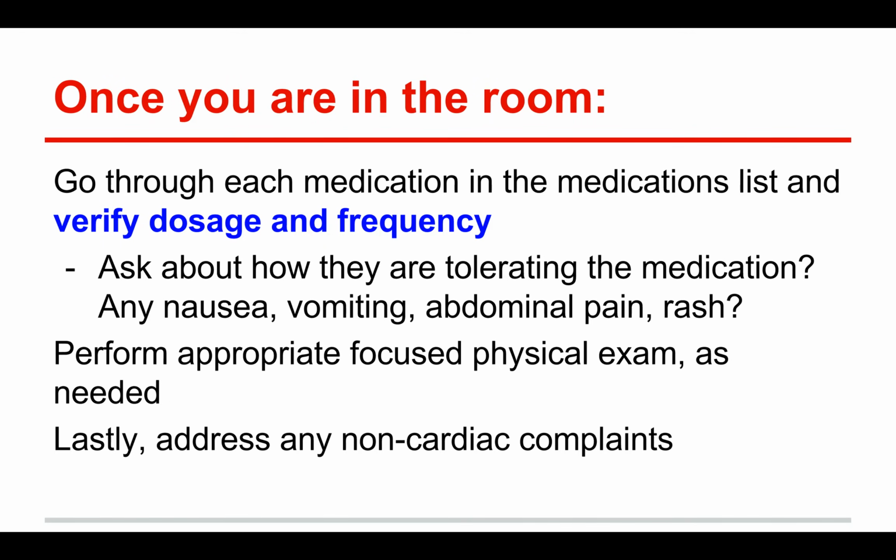Once you're done going through the medication list, you'll perform a focused physical exam as needed. For instance, if you see that somebody has a past medical history of congestive heart failure, you'll be looking for JVD, pitting edema in the lower extremities, etc. You might listen for carotid bruits in somebody with severe aortic stenosis. You'll just be doing the physical exam that's appropriate for that patient.